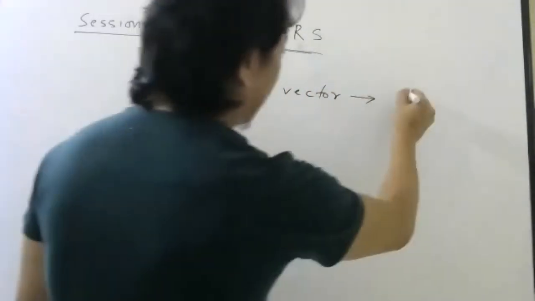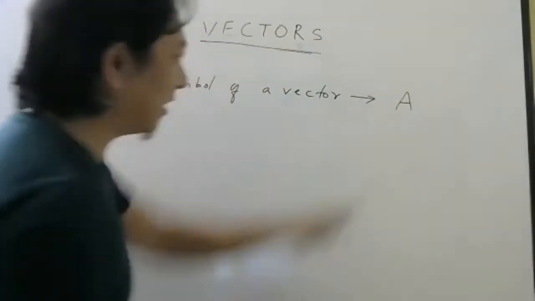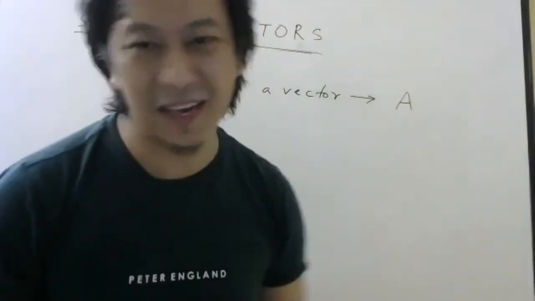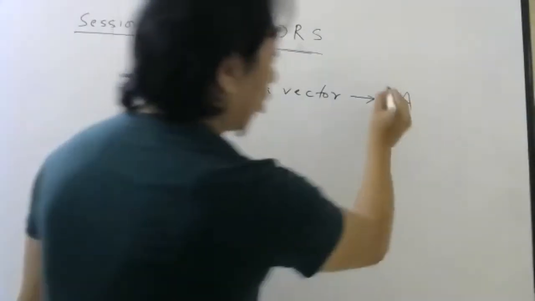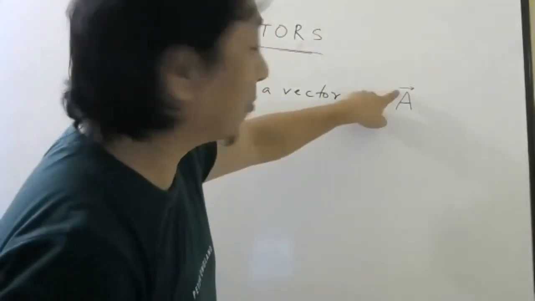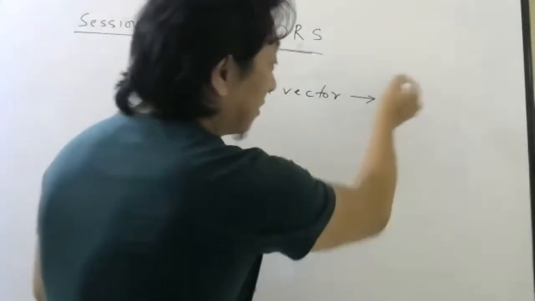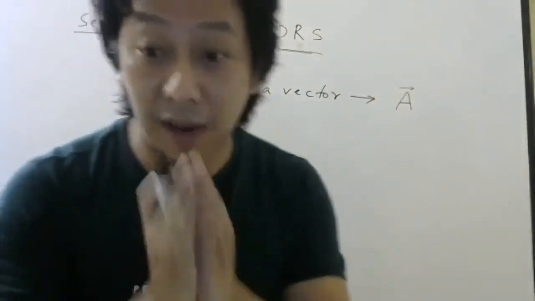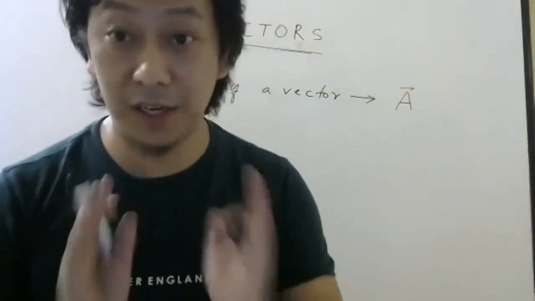We write some letter, any letter you can use, A, B, C, like that. And on top, we put an arrow mark. So if you see this, then it means it is a vector quantity. First of all, you understand that.